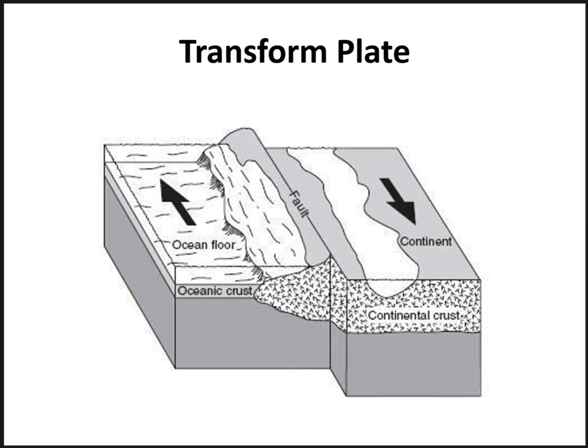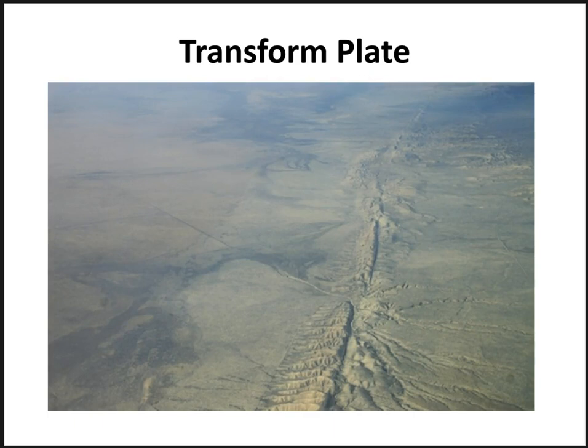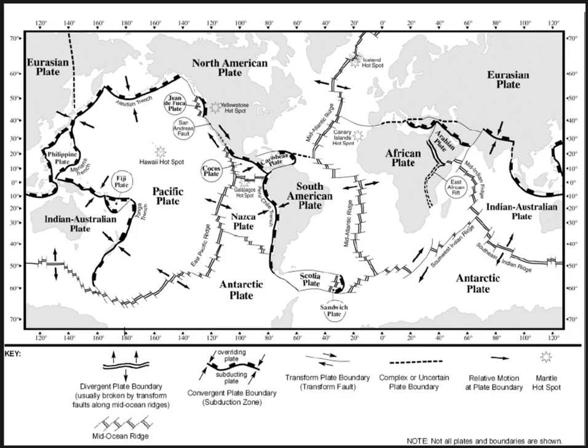Here's an illustration of a transform boundary where the convection cells cause one plate to move north and the other south, in the case of the San Andreas Fault. Here's a photograph of the San Andreas Fault with the big crack in the middle, with the North American plate on one side and the Pacific plate on the other. Here we can see that the San Andreas Fault is the most prominent transform plate boundary, but it's not the only one. You have a small one called the Southwest Indian Ridge here as well.